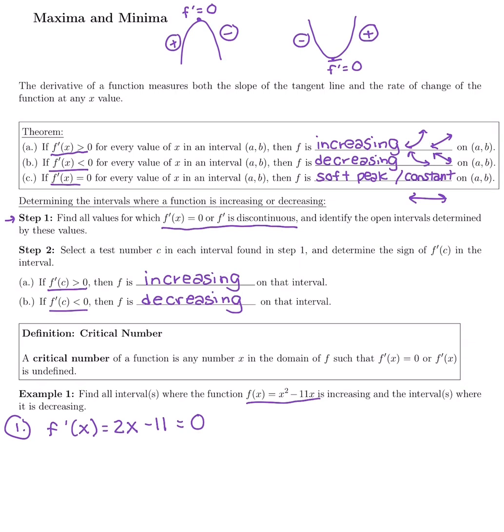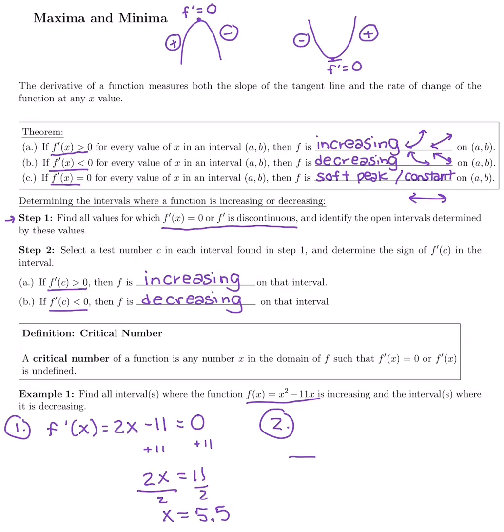Here we have a linear function, it's an mx plus b. So to get x by itself, we're just going to add 11 over. So we'd get 2x equals 11, and then we're going to divide by 2. So x equals 11 halves, and I can see if I can make that a decimal. If 11 divided by 2 gives me a decimal that doesn't terminate, it keeps going forever, then I'm going to have to leave it as a fraction. But 11 divided by 2 is just a nice 5.5. So I'm going to make it a decimal. That way I have an easier time picking a number that's smaller and bigger than that for my second step.